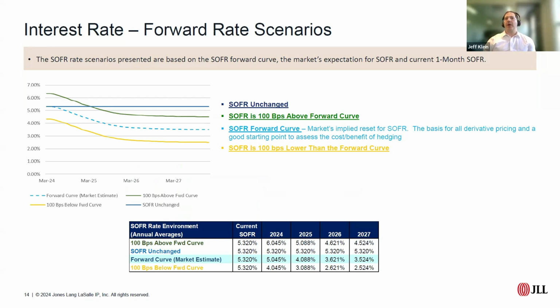is remember our dark blue dotted line. We have that same dotted line here. That's the SOFR forward curve. But there are other paths of SOFR that could actually occur. We've seen that the forward curves are wrong.